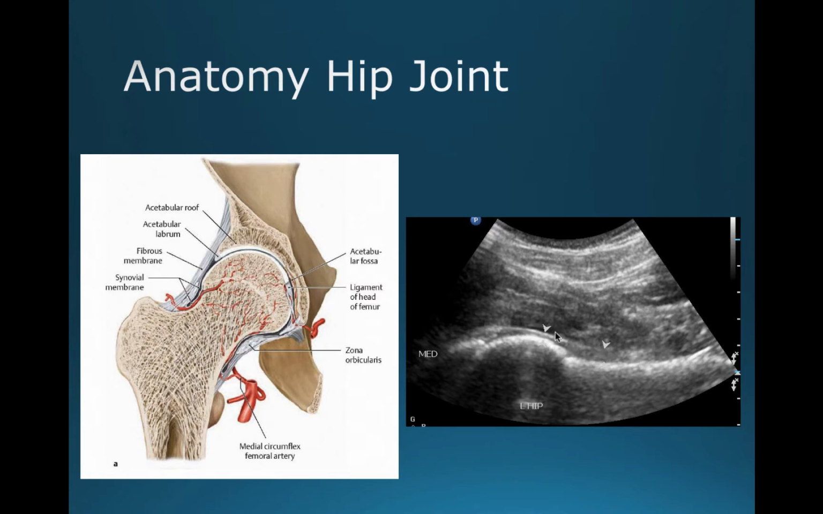Femoral head, acetabulum, and then this is our femoral neck. Here's our medial circumflex femoral artery, our ligament of the head of our femur, and our acetabular fossa, and our membranes.